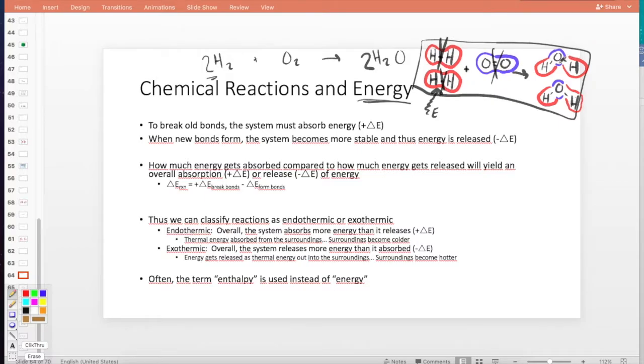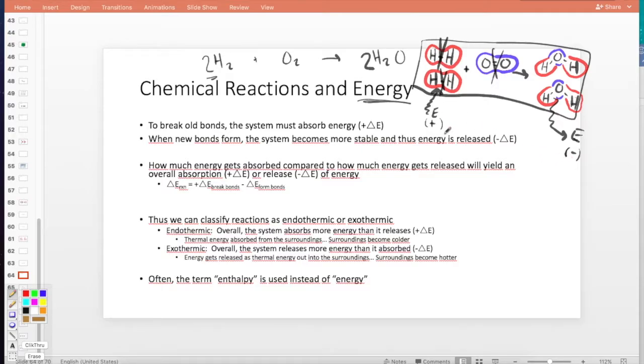What happens whenever new bonds are formed? Well, remember, why do bonds form in the first place? So that systems can become stable, so that systems can reach a lower potential energy state. So what happens energetically whenever new bonds are formed? Energy is released. So every single chemical reaction will involve these two energetic processes: the addition of energy to break old bonds, and the removal of energy flowing out when new bonds are formed.